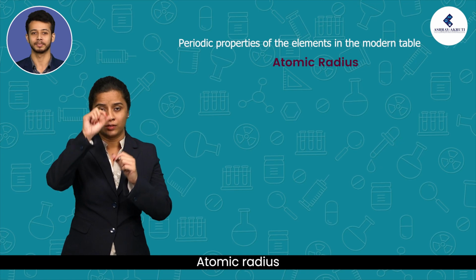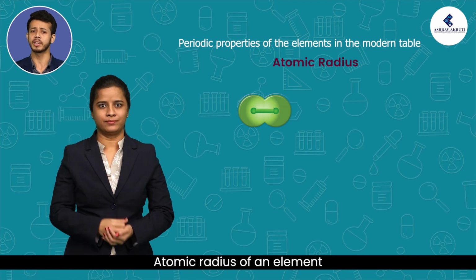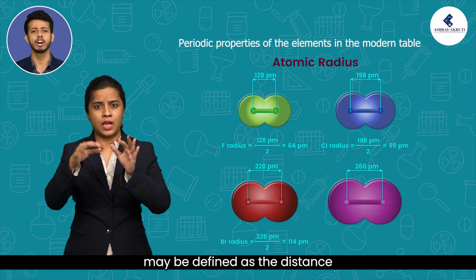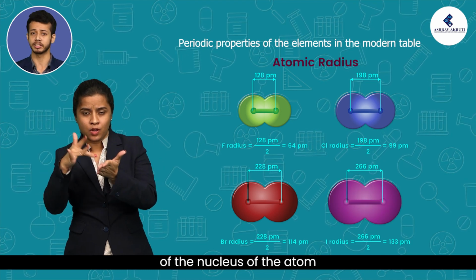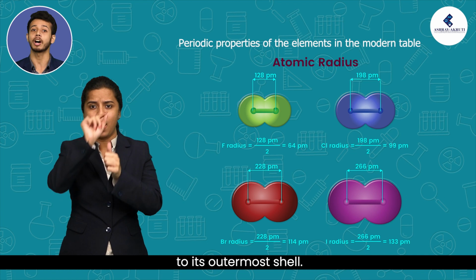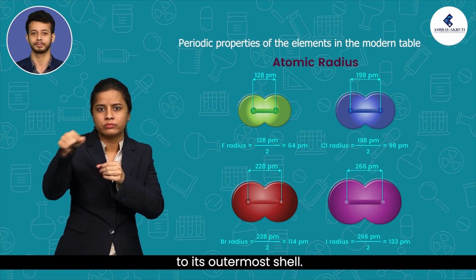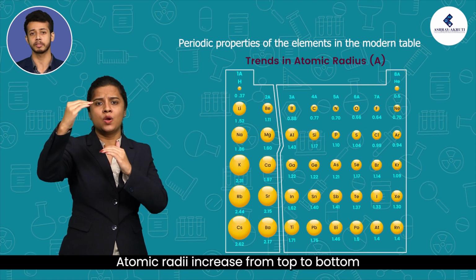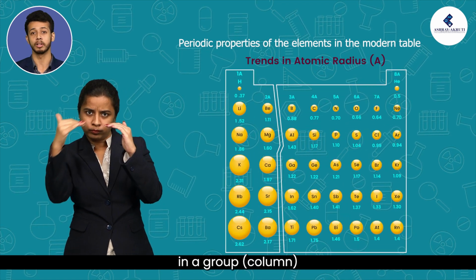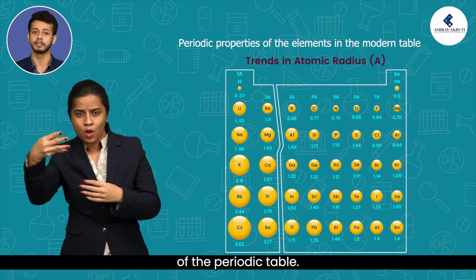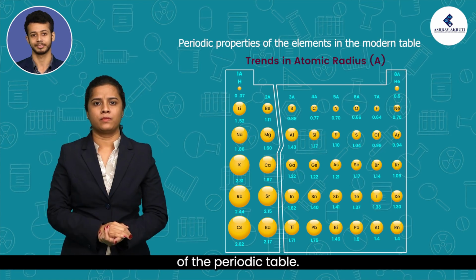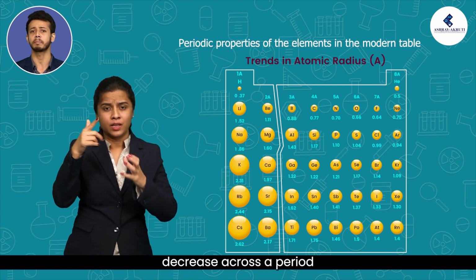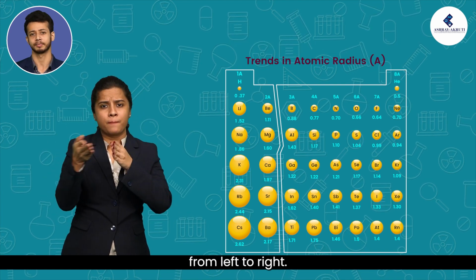Atomic radius. Atomic radius of an element may be defined as the distance from the center of the nucleus of the atom to its outermost shell. Atomic radii increase from top to bottom in a group column of the periodic table. Atomic radii of elements decrease across a period from left to right.